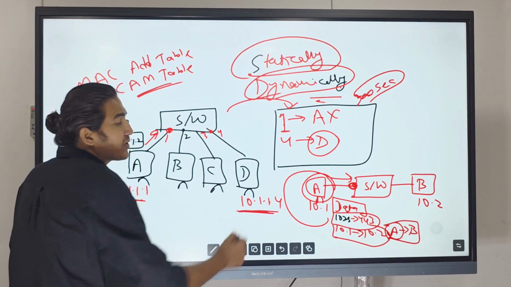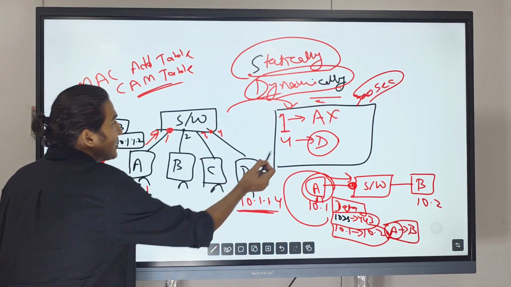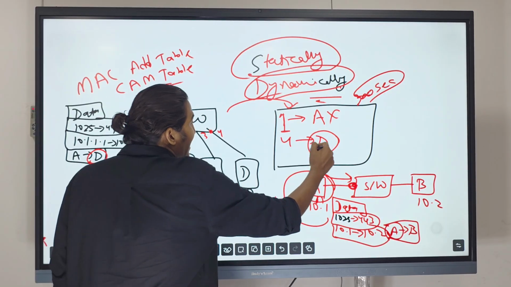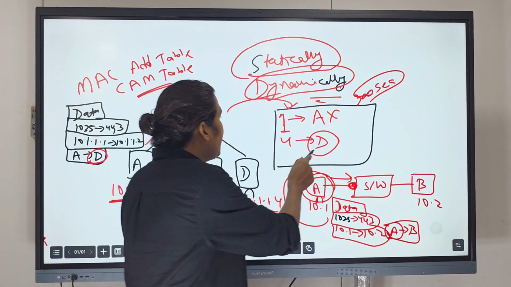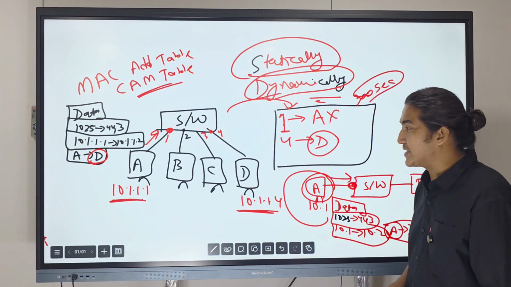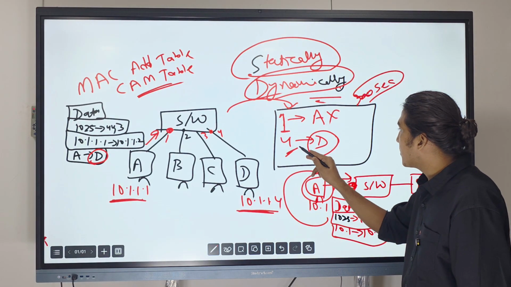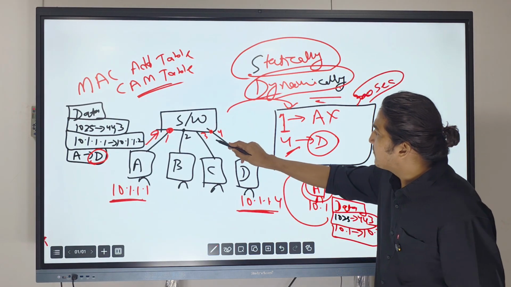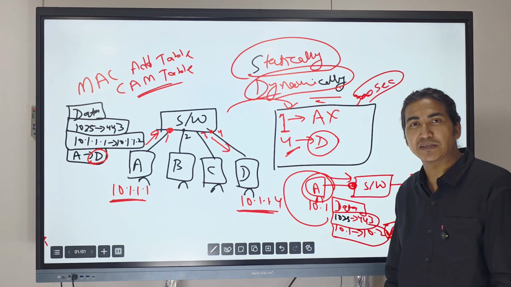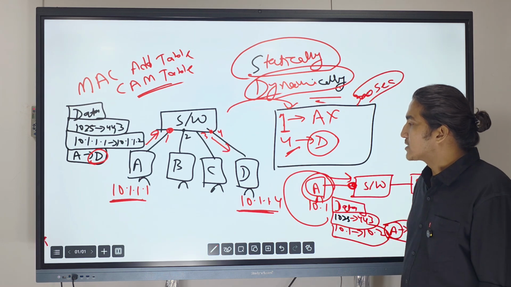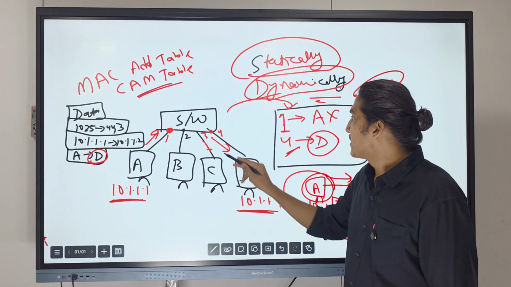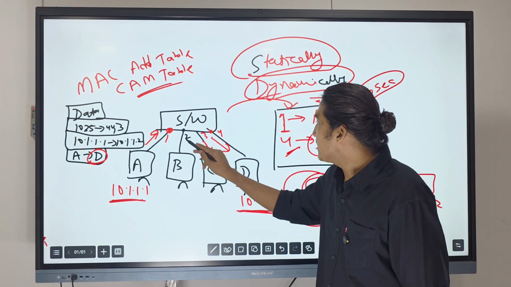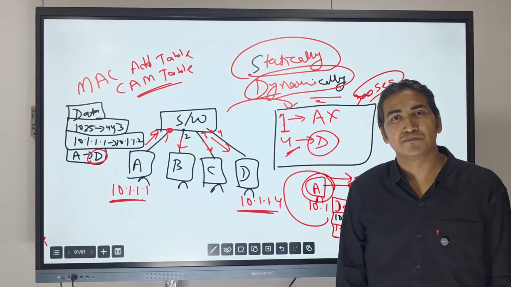What is the port number where the PC whose MAC address is D is connected? D MAC address PC is connected on port number 4. So the switch will forward the frame from this interface, port 4. Similarly, if destination MAC is C, then it will forward from this interface. If destination MAC is B, then it will forward from this interface.